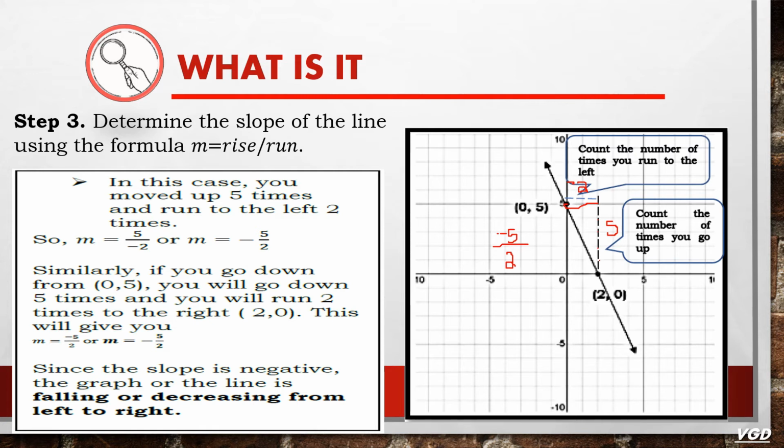Alright, so since the slope is negative, as you can see, the slope is negative, the graph of the line is falling. So falling siya and decreasing from left to right. So pag slant siya from left to right. So mauna ang iyahang trend. Kung pangutan-on mo unsa ang trend, mauna siya decreasing from left to right, since the slope is negative.